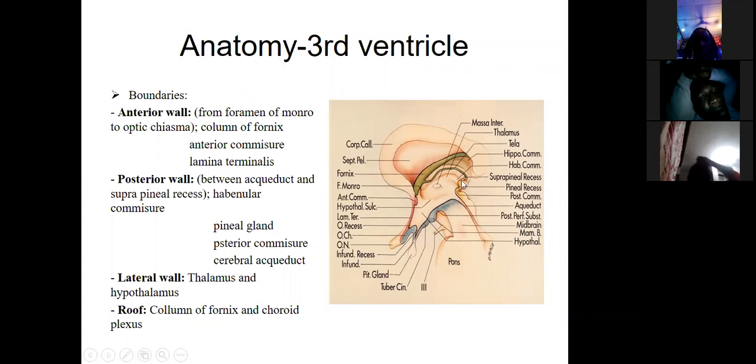The posterior wall, here in yellow, consists of the habenular commissure in the superior lamina of the pineal region, the pineal gland itself, then the posterior commissure just below the pineal gland, and then the entrance of the cerebral aqueduct. Its lateral wall is formed by the thalamus and the hypothalamus. And then the roof is formed by the column of the fornix and the choroid plexus that hangs from the roof of the third ventricle.